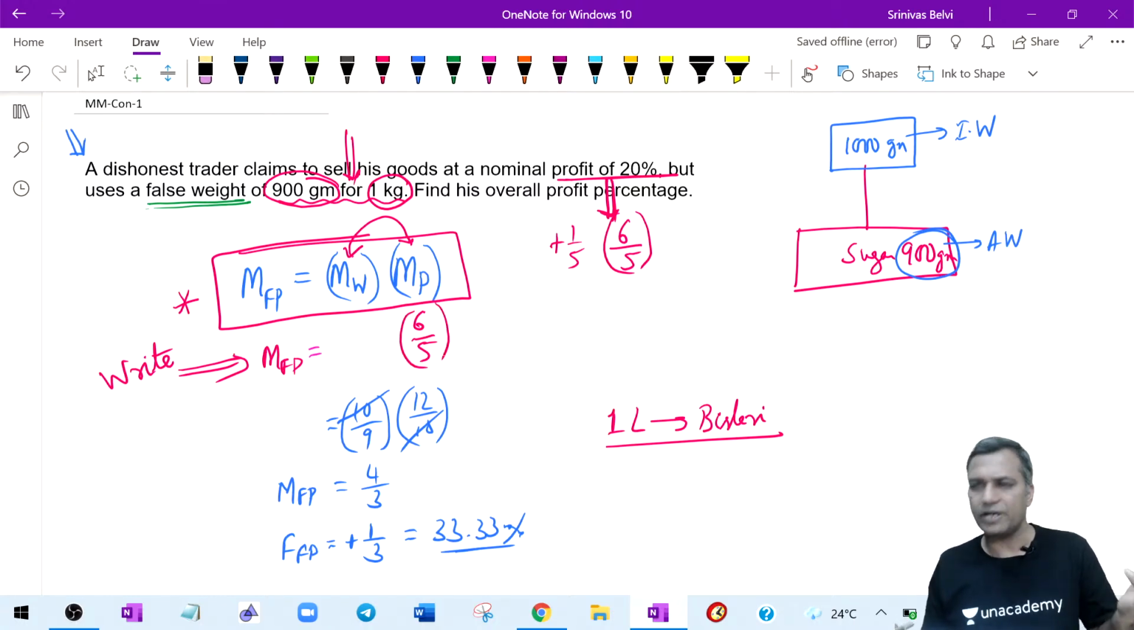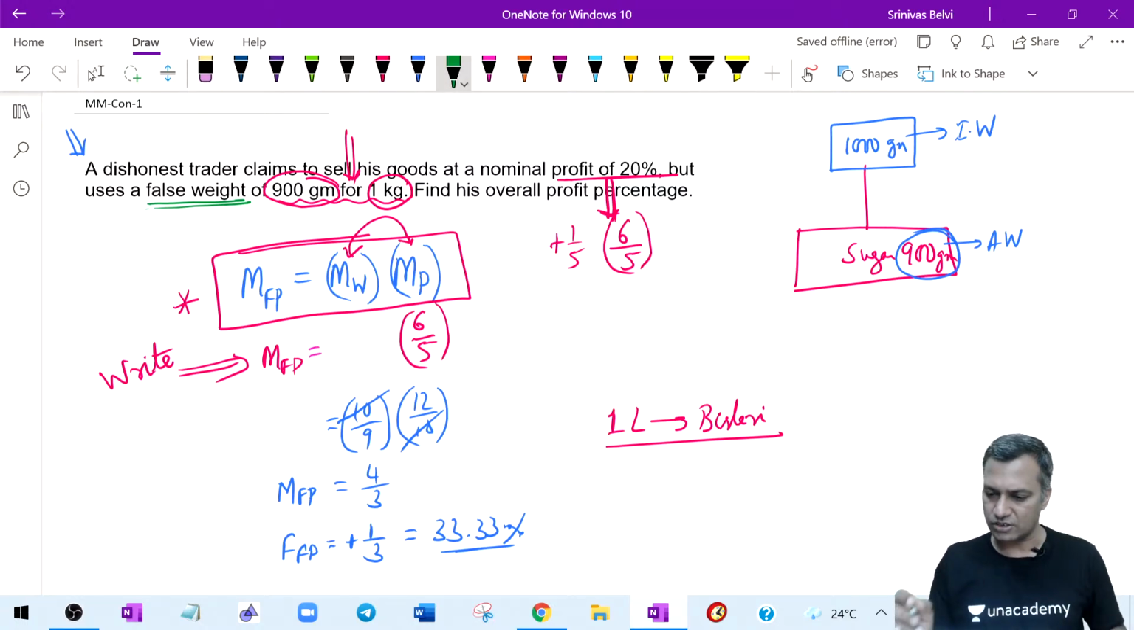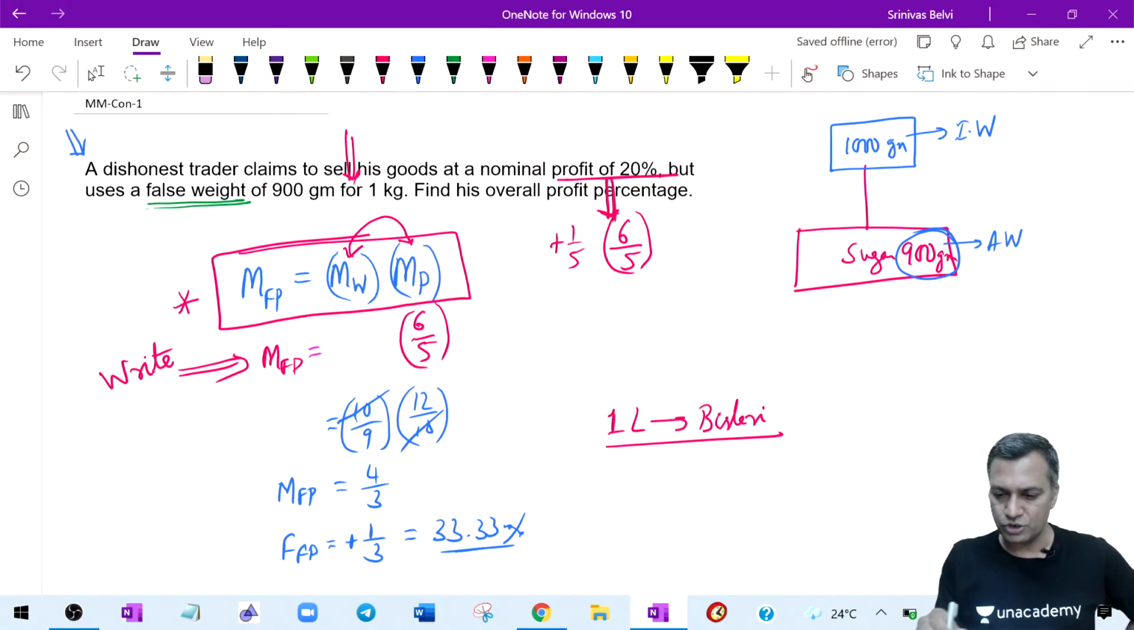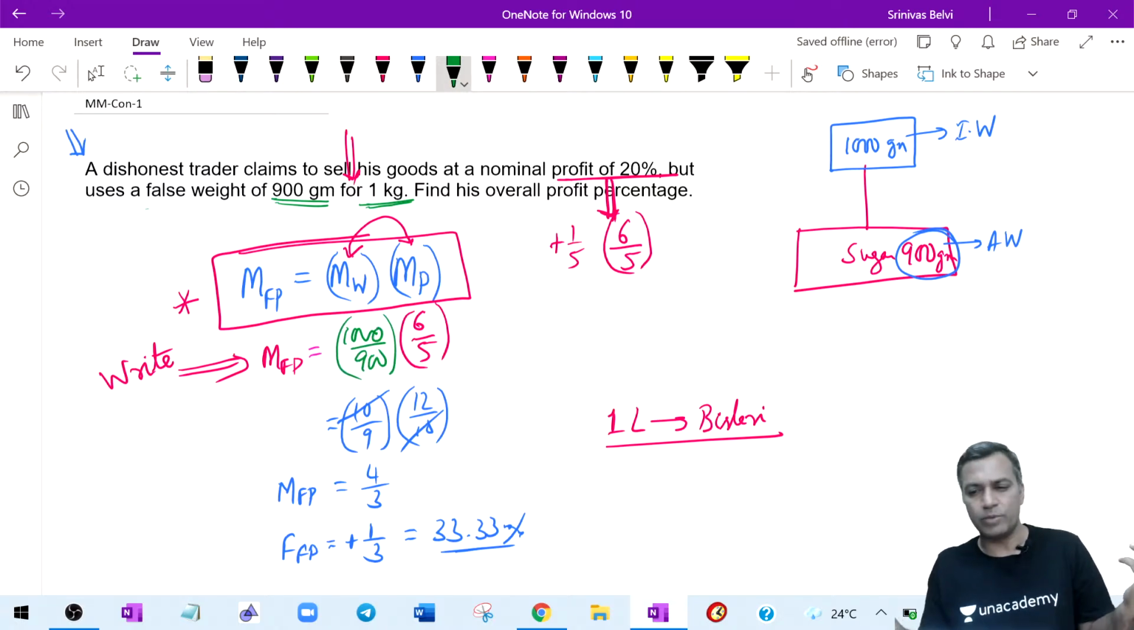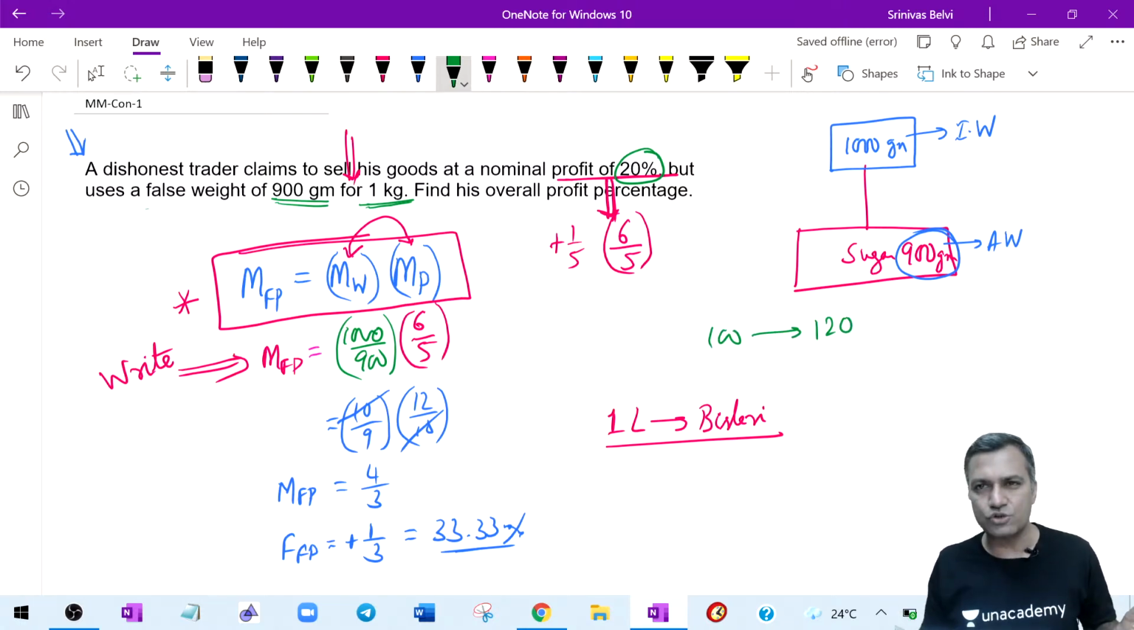Why 6 by 5? Because profit means the higher number in the numerator and the smaller in the denominator. These are the figures in the fraction. Write it as 6 by 5; don't write it as 5 by 6. Then coming to the cost proposition, 900 grams he's claiming 1000 grams. Directly write 1000 in the numerator, 900 in the denominator. That is what we do because 20 was a good number, so I started by saying 100 becomes 120. What if the number is not good? It doesn't make sense to write it like that at all.